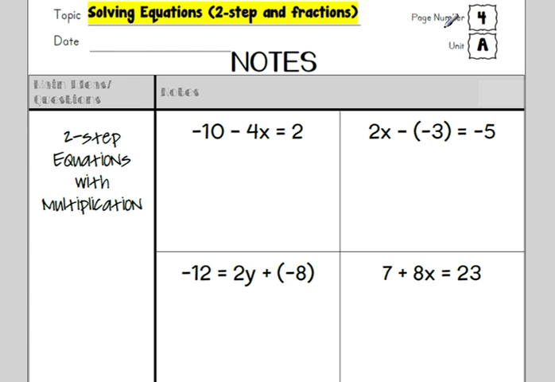So this is page number 4 of Unit A, which should already be on your note sheet. So you need to fill in the topic and today's date, and then we'll get started.